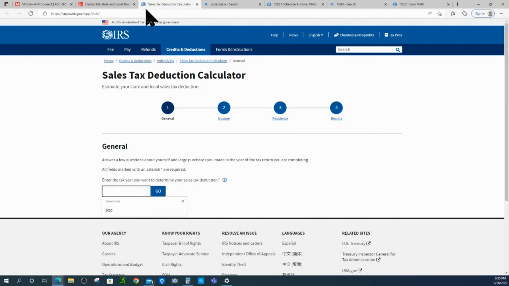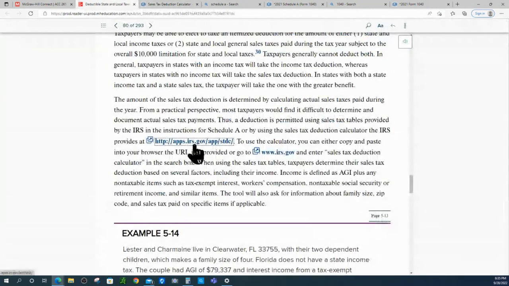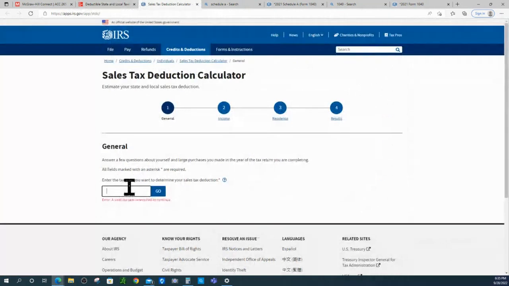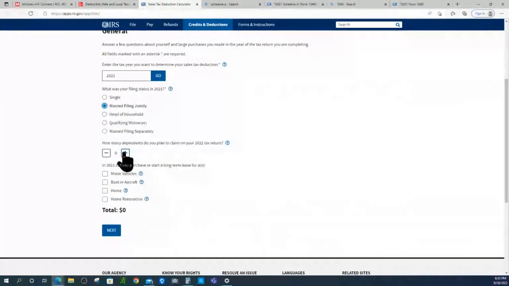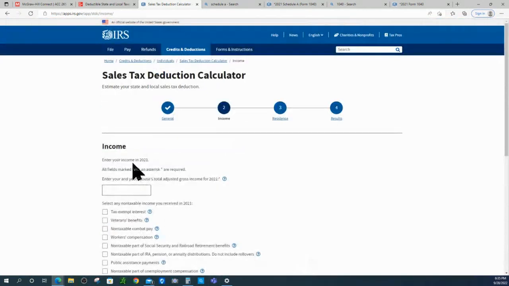So what you do is there's a link here in your book, and you enter the tax year. Okay, so let's say 2021. What was your filing status? We'll say married, filing jointly. How many dependents? Let's say we got 2 kids. Did you purchase or long-term lease any of these items? Nope. All right. So enter you and your spouse's adjusted gross income. Let's just say it was $72,000.